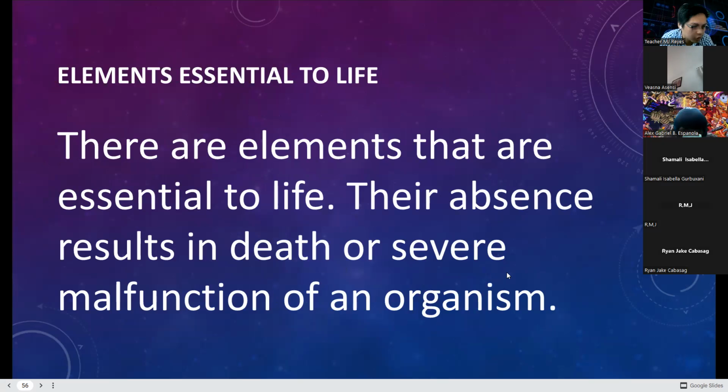Elements essential to life. We are composed of different elements also in our body. Whether you like it or not, we need these elements to survive. So what are these elements? Why do we need to have these elements? These are elements that are essential to life, meaning if it is essential to life, it is needed by our body to survive. Their absence results in death or severe malfunction of an organism.